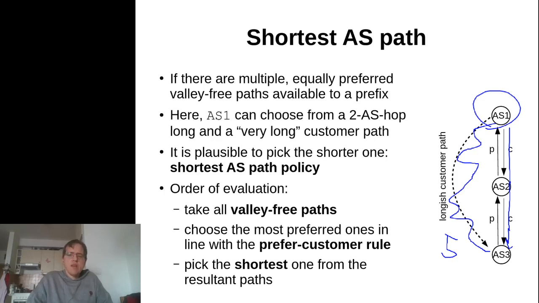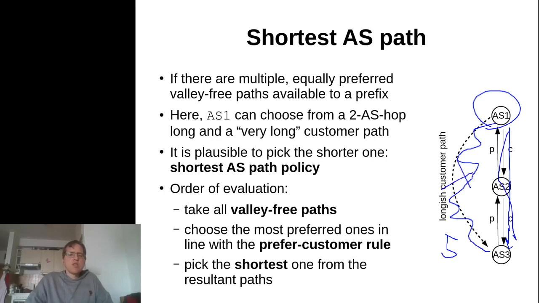If two paths are valley-free and the two paths are also given the same preference by the preferred customer rule, then usually the third tie-breaking rule that ASes use to choose forwarding paths is the shortest AS path policy. So if there are multiple equally preferred valley-free paths available to a remote prefix, then the shortest AS path policy says to pick the shorter one. So in this case, this short 2-hop path will be preferred over the long equally preferred path.